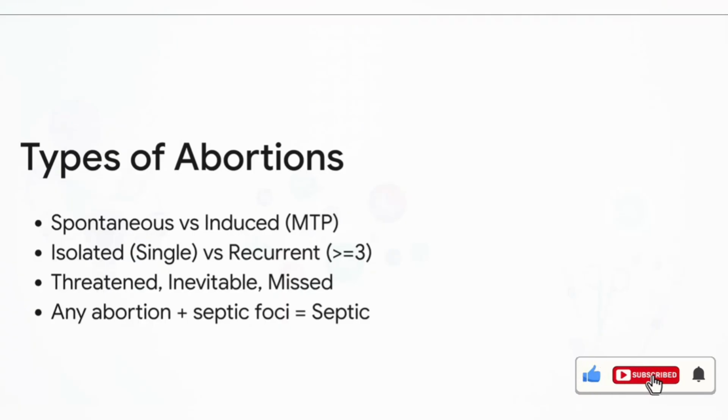So how do we classify them? Broadly, abortions are either spontaneous or induced, like an MTP. Spontaneous ones can be isolated, meaning a single episode, or recurrent, meaning 3 or more. Under isolated, we have our classic clinical subtypes: threatened, inevitable, incomplete, complete, and missed. And just remember, if you add any septic foci to any of these, it instantly becomes a septic abortion. Keep this mental flowchart ready for your clinical scenario questions.